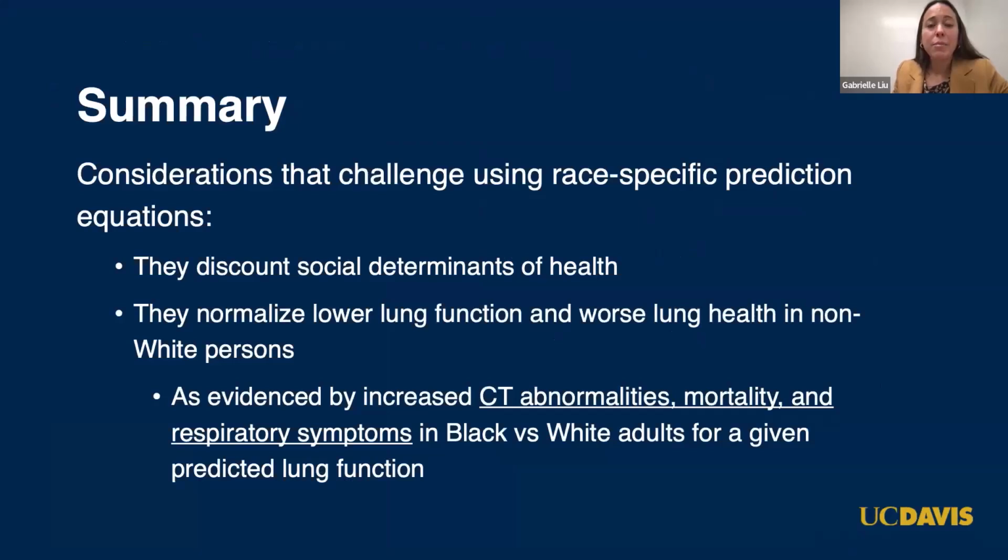So in summary, this is just a brief review. This is definitely not an exhaustive review of the evidence, but some considerations that challenge the use of race-specific prediction equations are that, again, they discount social determinants of health and they normalize lower lung function and worse lung health in non-white persons, as evidenced by increased CT abnormalities, mortality, and respiratory symptoms in Black versus white adults for a given predicted lung function.